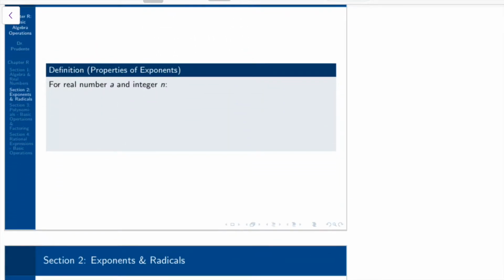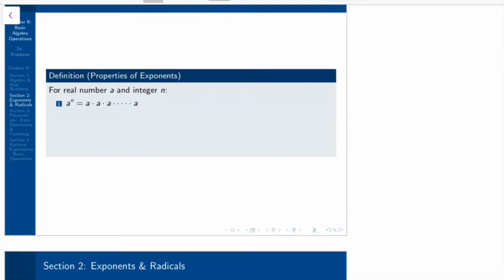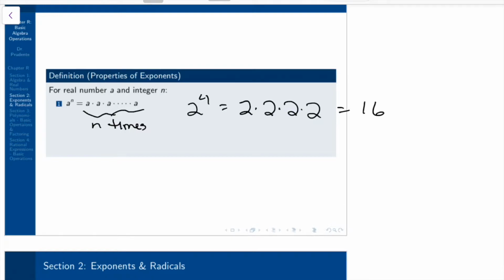Right? So we want to talk about a few properties of exponents. If we have any numbers a and n, we say a to the nth is just the product of a, n times. So 2 to the fourth would just be 2 times 2 times 2 times 2, which if we evaluate would just be 16.